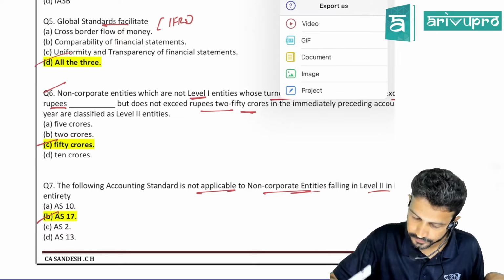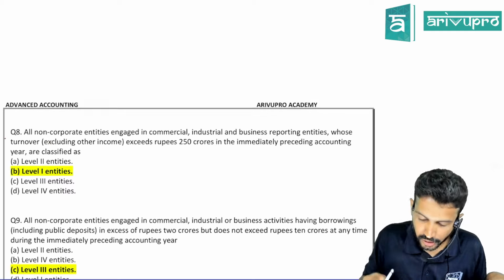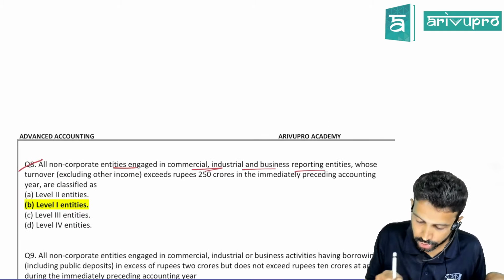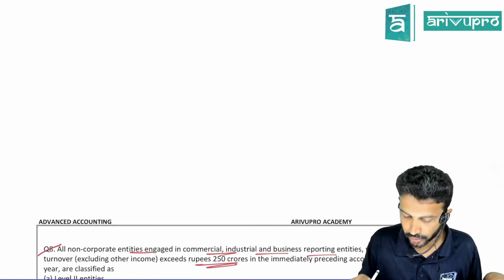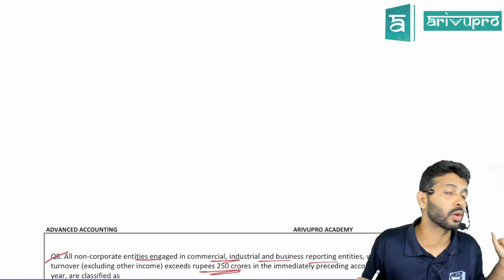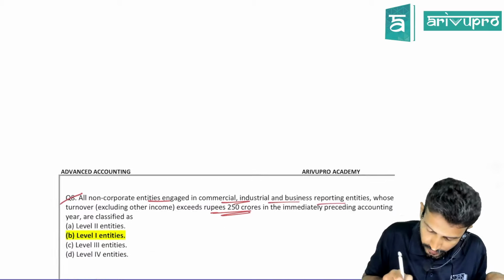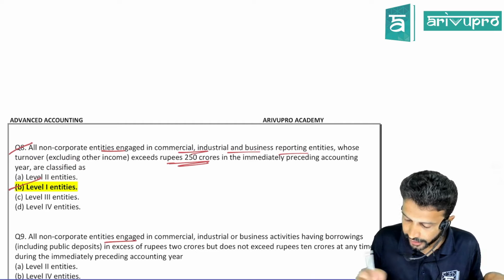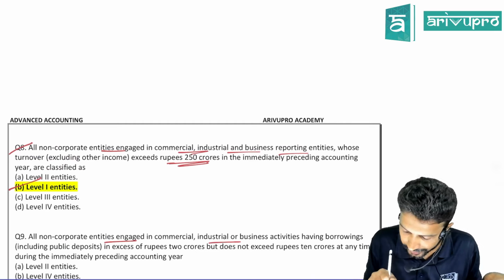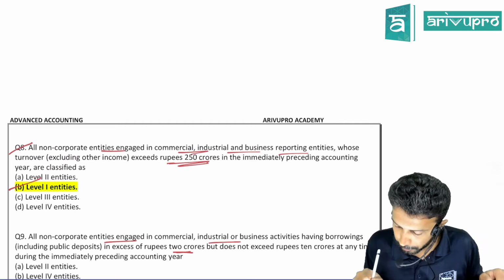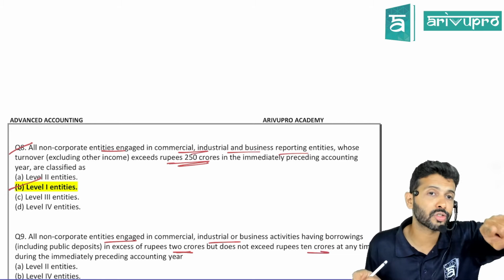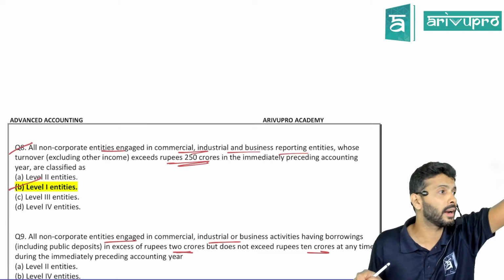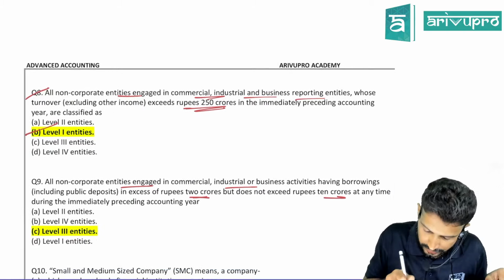A couple of others are also there. All non-corporate entities engaged in commercial, industrial and business activities whose turnover exceeds 250 crore. Stop there. If your turnover exceeds 250 crore, automatically you are in level 1. Awesome. All non-corporate entities engaged in commercial activities having borrowings in excess of 2 crore but not exceeding 10 crore: which one, level 1, level 2, level 3? Level 3 entity. Perfect.